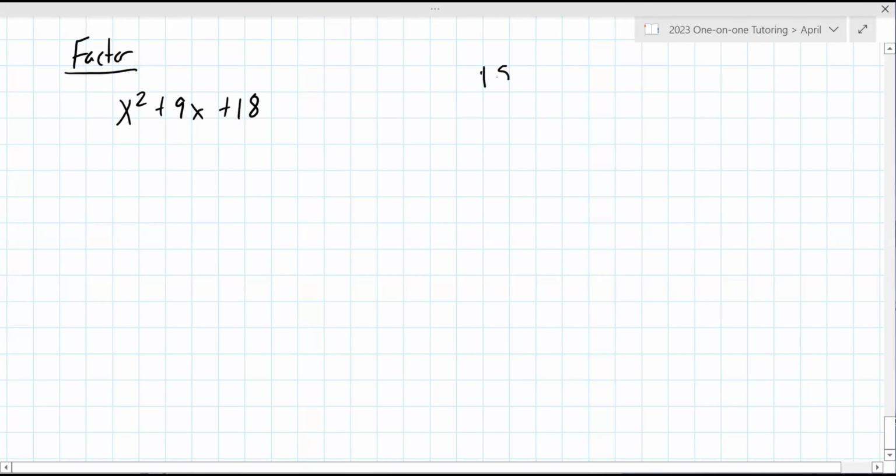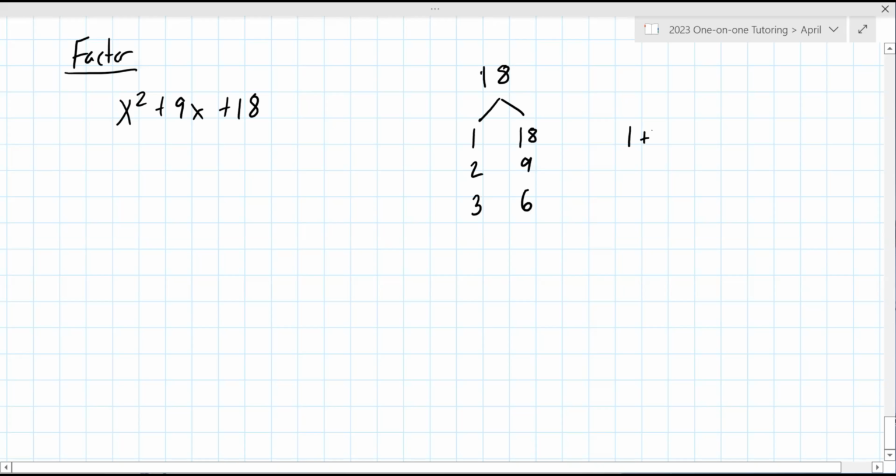All right, so I'm going to write the number 18 off to the right here. And I'm going to write 1 and 18, 2 and 9, 3 and 6. If I take 1 and multiply it by 18, do I get back to 18? Yeah. How about 2 and 9? Does that also get you back to 18? Yeah. How about 3 and 6? Yeah. So all of these multiply to 18.